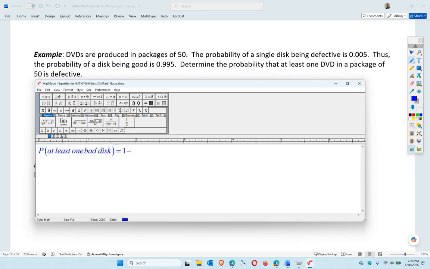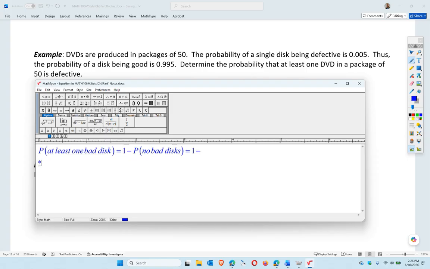It'll be much easier to do 1 minus the probability of no bad discs. Okay, so the indirect method is significantly easier in this case. The previous problem you probably could have done either way successfully, but this one is very difficult to do directly. Indirectly is much easier.